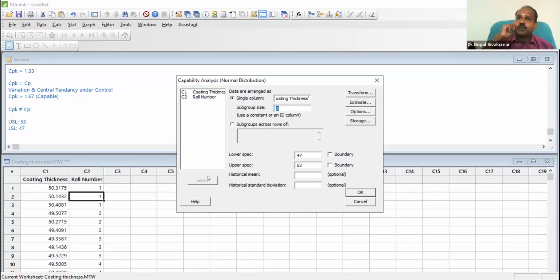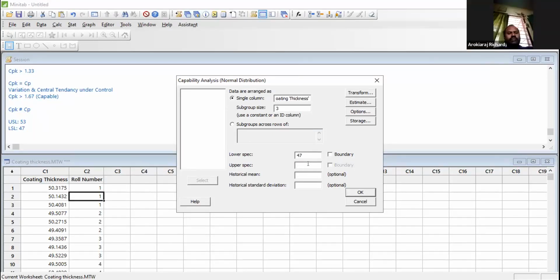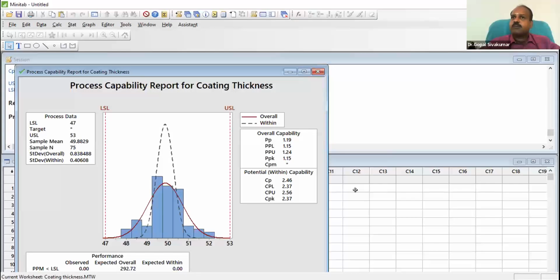What is your subgroup size? Every time you take a sample, how many samples have you taken? I have taken 3 samples, which means my subgroup size is 3. Now lower spec. Lower spec is how much? We said 47. Upper spec 53. After giving all these things, you can click OK. Now Minitab has done the job for you.